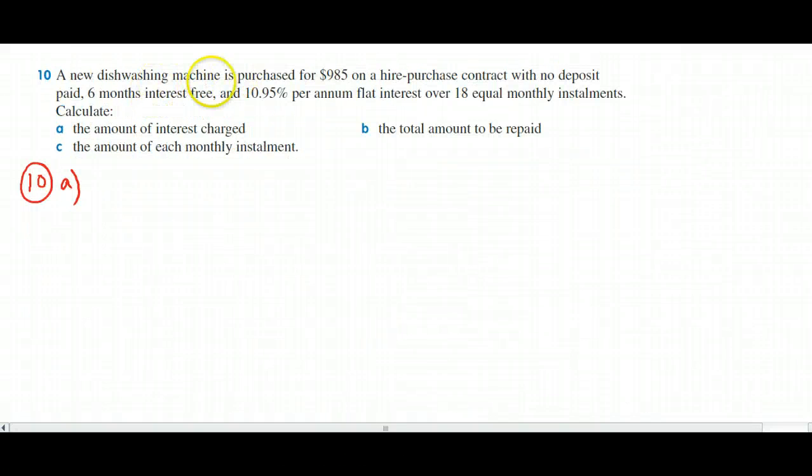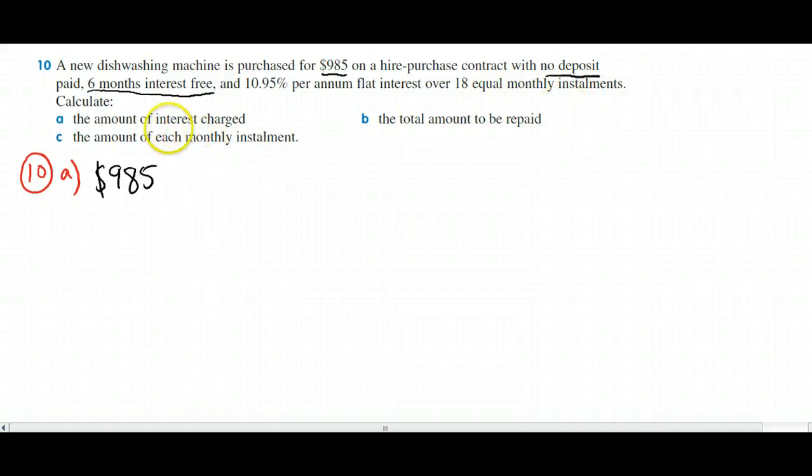In question 10, a new dishwashing machine is purchased for $985 on a hire purchase contract with no deposit paid, 6 months interest free, and 10.95% per annum flat interest over 18 equal monthly installments. Now we need to calculate the amount of interest that is charged. This is made a little bit easier by the fact that there's no deposit paid. So straight away, we just go straight to $985. That's the amount that's got to be paid off, and it's being done in 18 equal monthly installments.